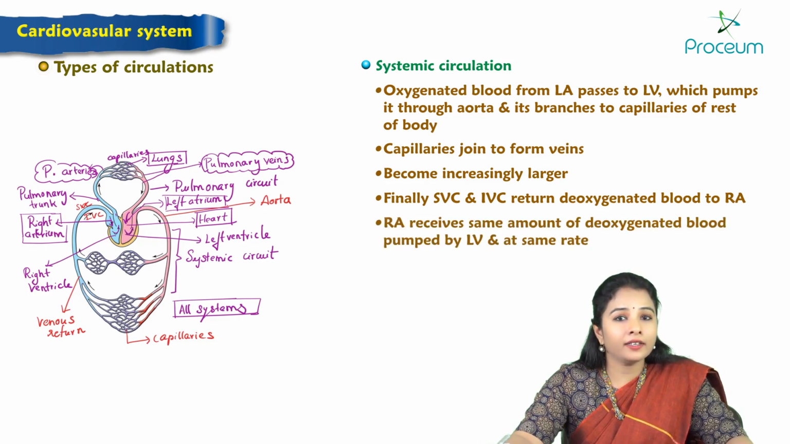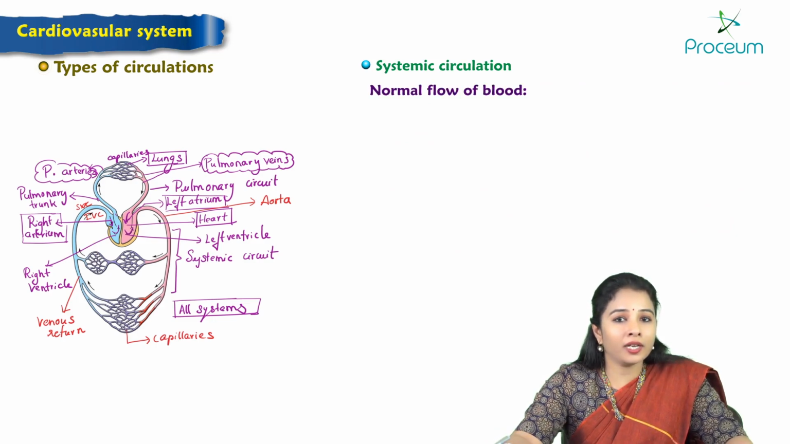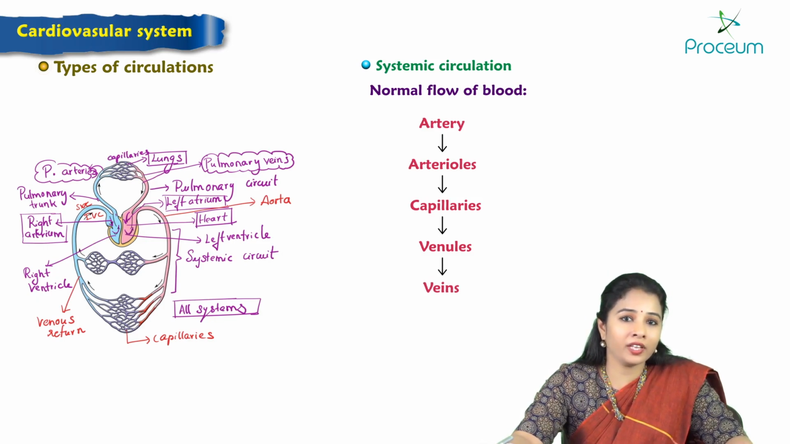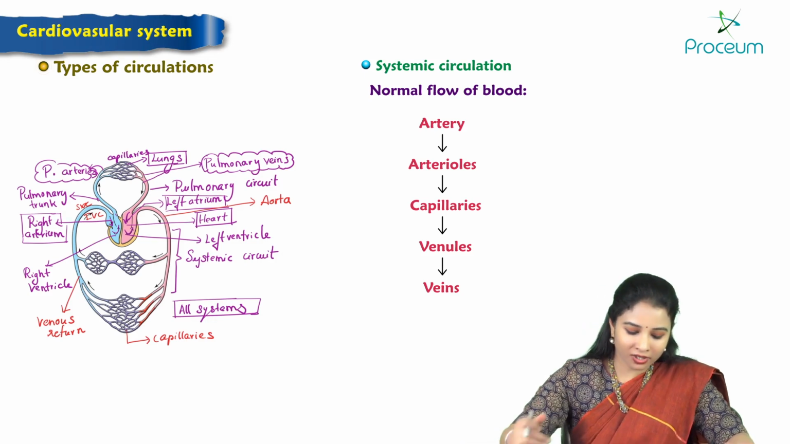So the right atrium receives the same amount of deoxygenated blood which was pumped from the left ventricle at the same rate. So the normal flow of blood: artery to arterioles, arterioles divide to form capillaries, capillaries join to form venules, venules join to form veins. So that is about pulmonary and systemic circulation.